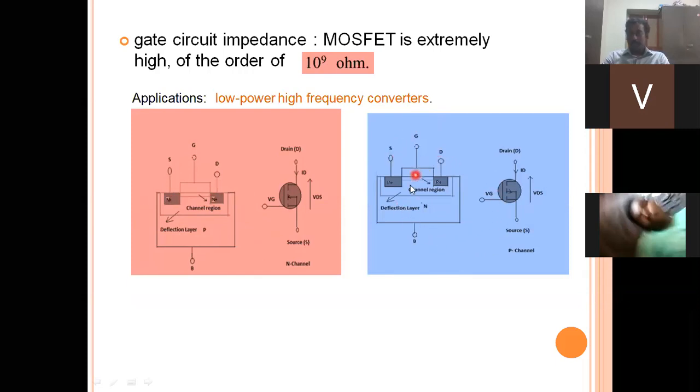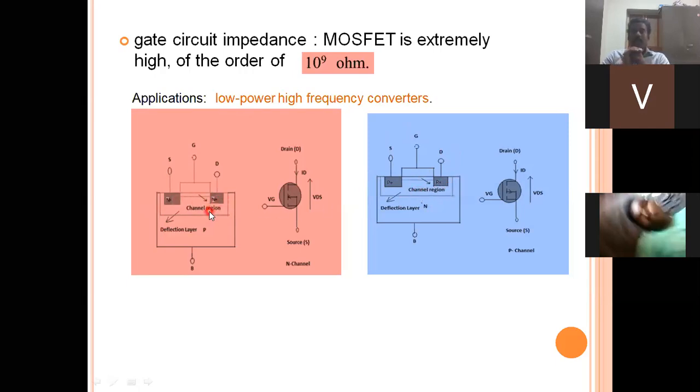So the symbolic representation for this is going to be this. The structure is going to be like this. You are going to have the terminals, source, gate, and a drain, with the heavily doped P layers. The region between these two P layers is nothing but called the P channel region. So this is the P channel enhanced MOSFET, and the N channel enhanced MOSFET.